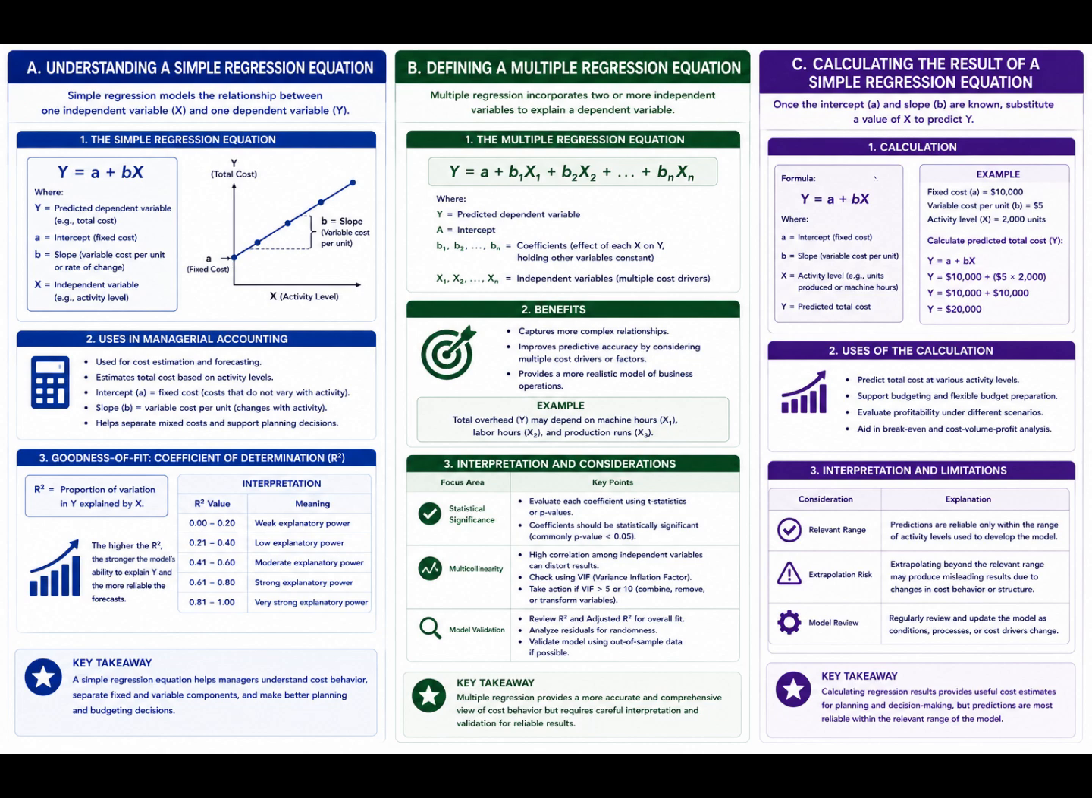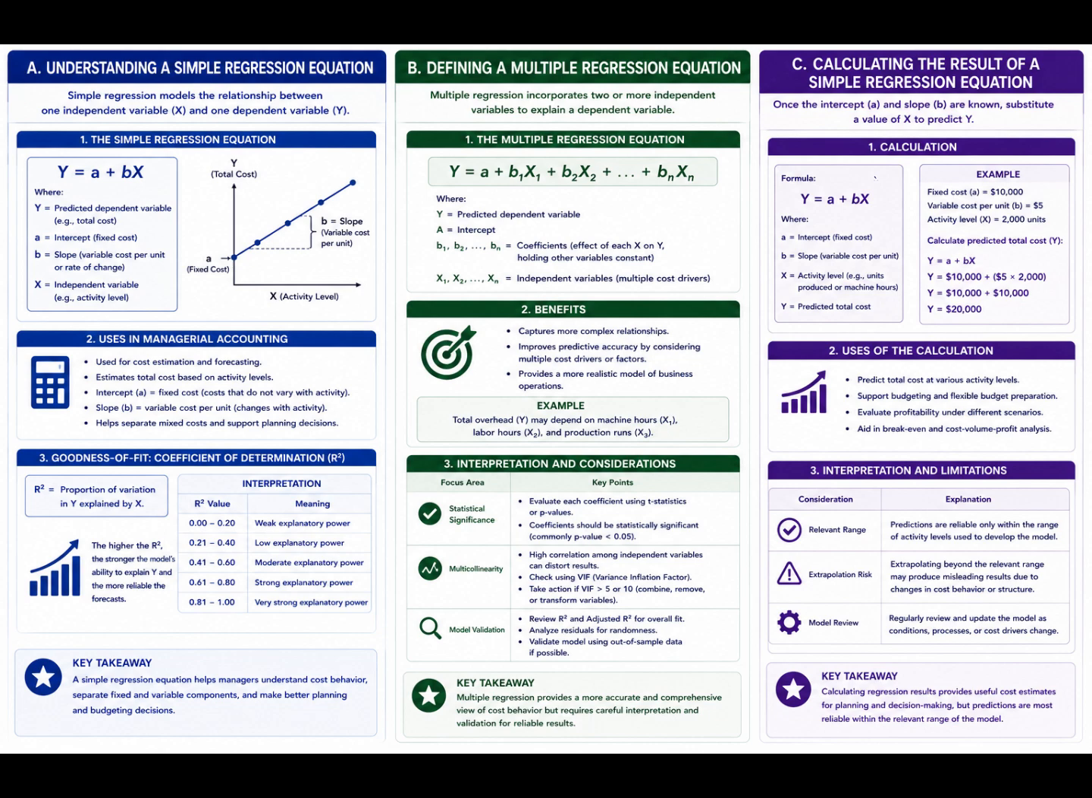The slope indicates how much y changes for each unit change in x. Simple regression is commonly used for cost estimation and forecasting. In managerial accounting, it may estimate total cost based on activity levels. The intercept reflects fixed cost, while the slope reflects variable cost per unit. Understanding this equation allows managers to separate mixed costs and support planning decisions.